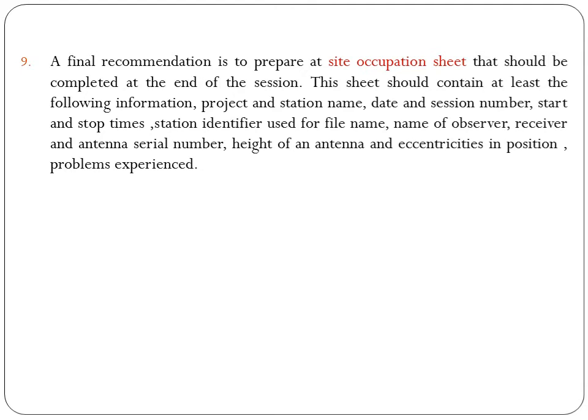A final recommendation is to prepare a site occupation sheet at the site, which should be completed at the end of the session. This sheet should contain at least the following information: project name, station name, date, session number, start time, stop time, station identifier used for filing the name, name of the observer, receiver and antenna serial number, height of the antenna and eccentricities in position, and the problems that have been experienced.